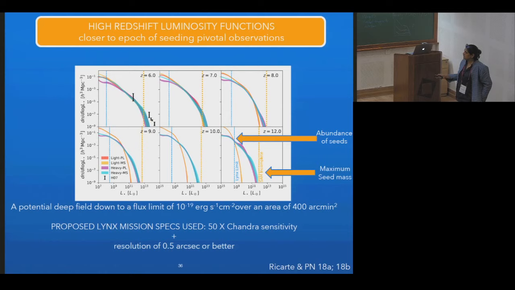Notice that you cannot separate out seeding and accretion from the luminosity functions, but you can separate out seeding very clearly from these higher redshift luminosity functions. Basically the change in slope is driven by the abundance of the seeds. The reason you have a sharper slope here for the light seeds is they are much more abundant compared to the massive seeds, which are less abundant. And then this end is determined by the maximum seed mass, because that sets the luminosity that you can actually produce and what can be detected.